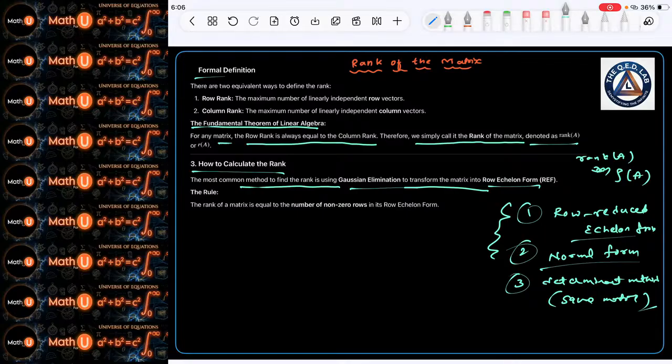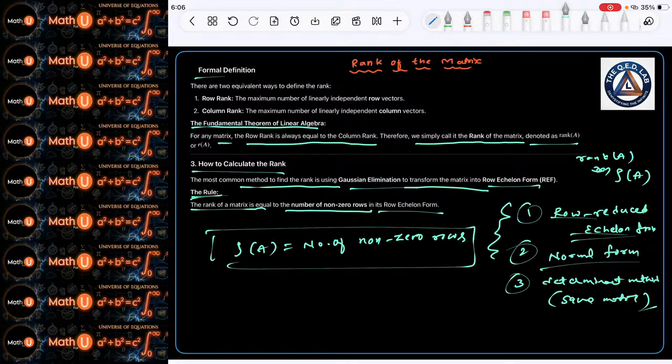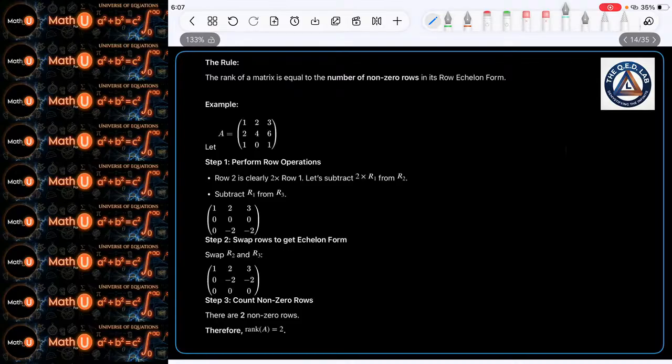Also there is a rule. The rank of the matrix is equal to the number of non-zero rows in its row echelon form. In the row reduced echelon form method, the rank of the matrix is equal to the number of non-zero rows. You should remember this.